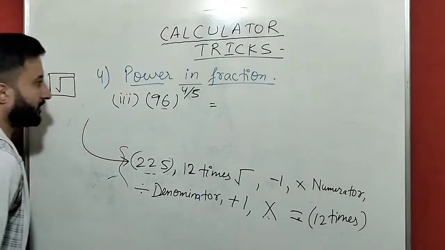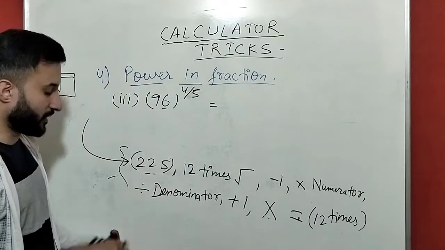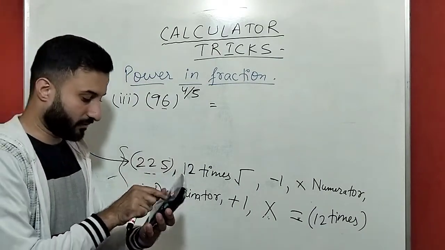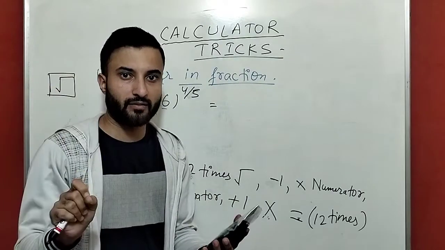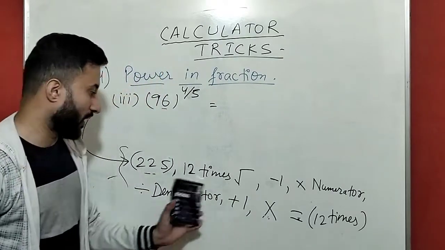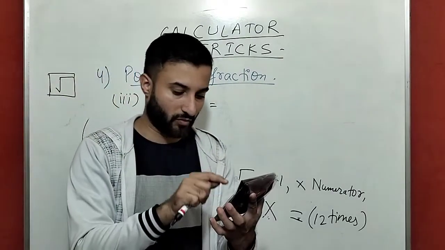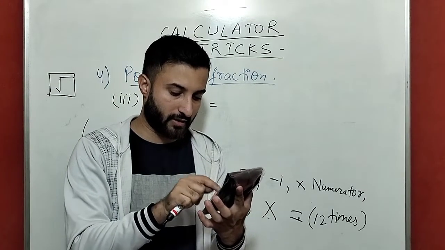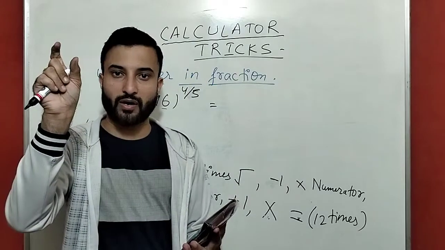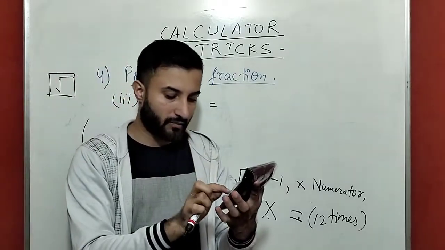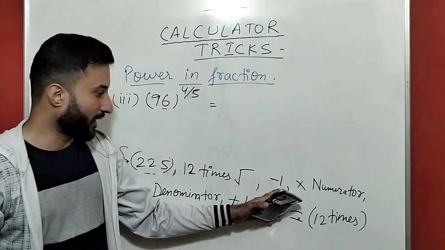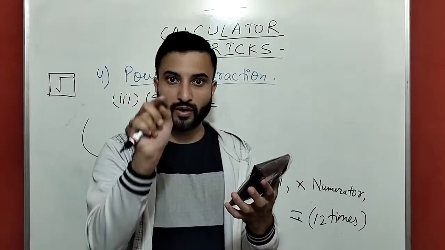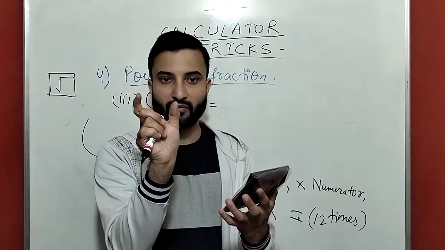So what I will do is 96 power 4 by 5. I will write the number 96. Then 12 times the square root button: 1, 2, 3, 4, 5, 6, 7, 8, 9, 10, 11, 12 times. Whatever value you get, minus 1. Minus 1 equal to, you will get some value.